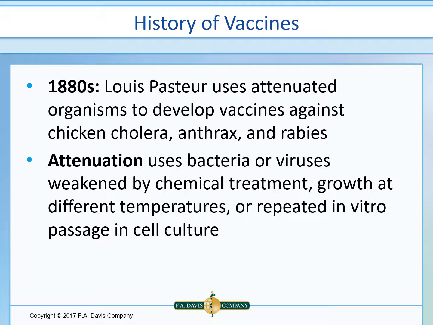Louis Pasteur later developed vaccines for anthrax and rabies, and all of the development of these vaccines were based on the principles of attenuation, that involves the use of bacteria or viruses that have been weakened through exposure to modifying conditions such as chemical treatment, elevated or cold temperatures, or repeated in vitro passage in cell culture. The weakened microorganisms would not cause disease in healthy individuals, but are able to stimulate the immune response.